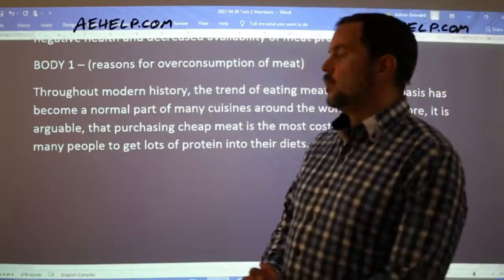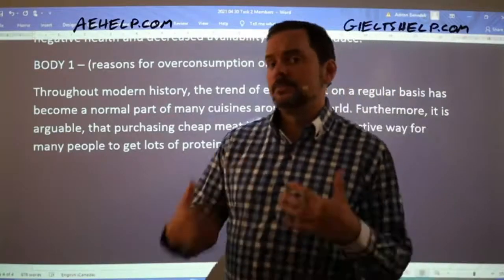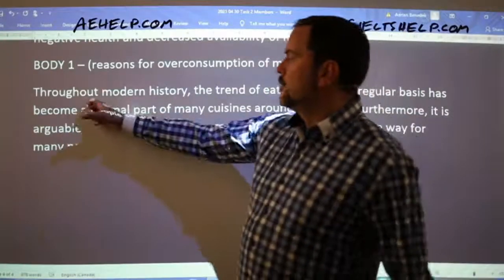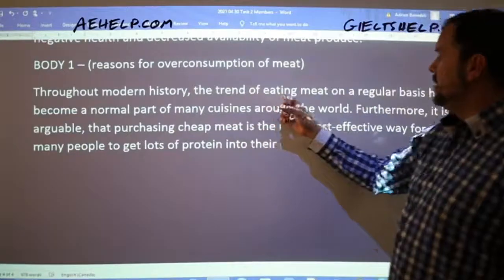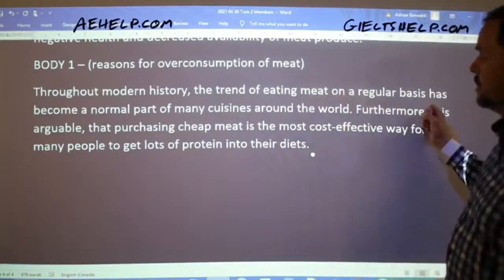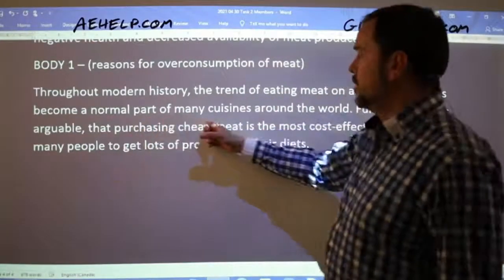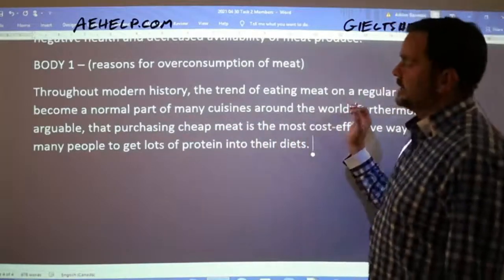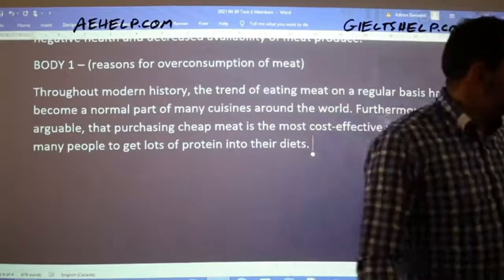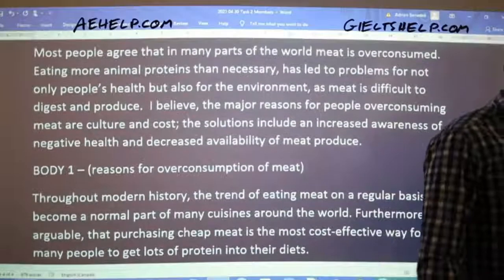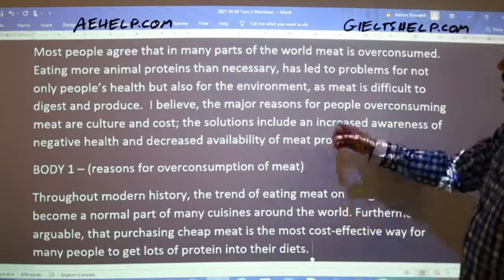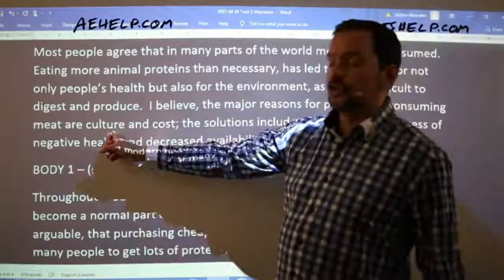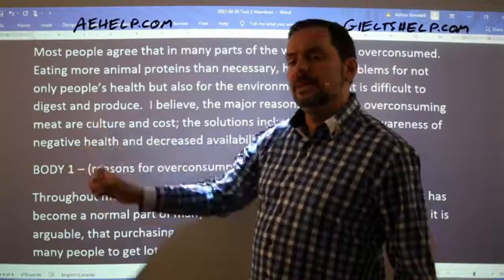Okay. All right. So while I'm waiting for our members to put up their topic sentences, I will now read my topic sentence. So throughout modern history, the trend of eating meat on a regular basis has become a normal part of many cuisines around the world. So this sentence, this first sentence, is basically a deeper definition of this idea. The major reasons people overconsume meat are culture. Okay, so what do we mean by culture?